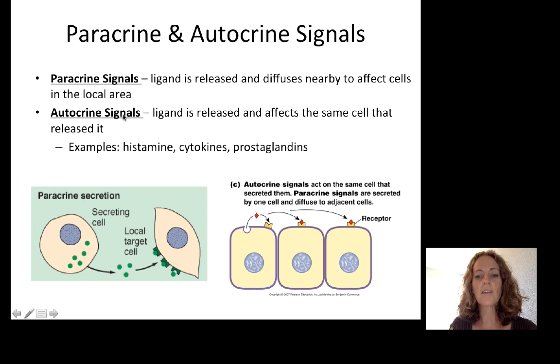Autocrine is an unusual case where the ligand is released and it affects itself. That is auto for self. This is a cell that releases a chemical and the receptor is actually on the cell itself, so it will change itself with its own signals. Some examples of these types of signals are histamines, cytokines, prostaglandins. You guys will hear some of these as we go through the different body systems.